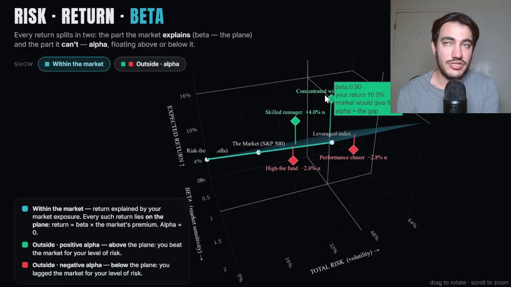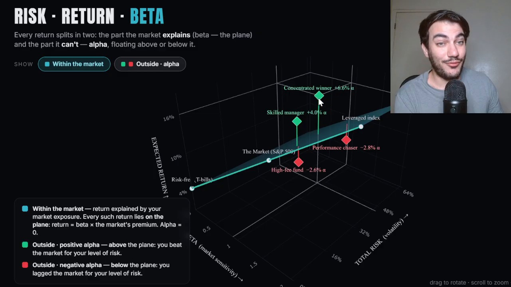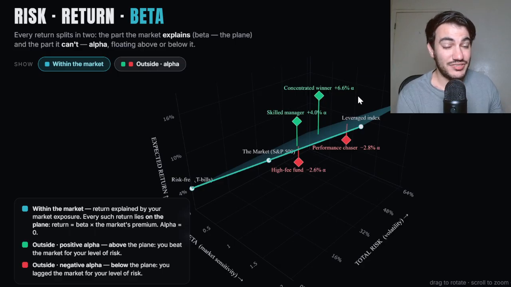Your beta sensitivity depends on, say, if the market goes up 1%. If you go up, in this instance, you would go up 0.9% for every 1% the market goes up, meaning you're less risky than the overall market. But in this case, even though you're less risky than the overall market, you got about a 16% return, whereas the market would have only given you about a 9.4% return, which means you're beating the market by a large margin. You have a 6.6% alpha, or you're beating the market 60%, 66% better.